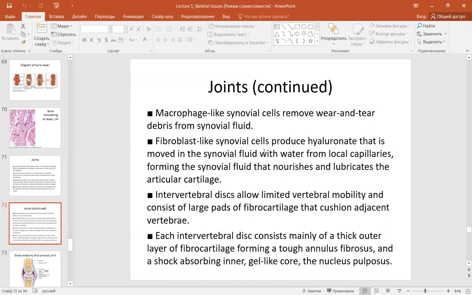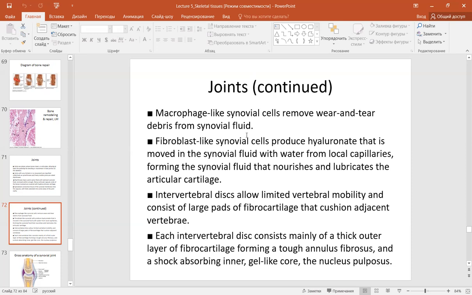Macrophage-like synovial cells remove wear and tear debris from synovial fluid. So instead of the epithelial cover, the macrophages, which are typical cells characteristic for the connective tissue, are covering the epiphyseal part of the joint bones. Fibroblast-like synovial cells produce hyaluronate, or hyaluronic acid, that is moved in the synovial fluid with water from local capillaries, forming the synovial fluid that nourishes and lubricates the articular cartilage.